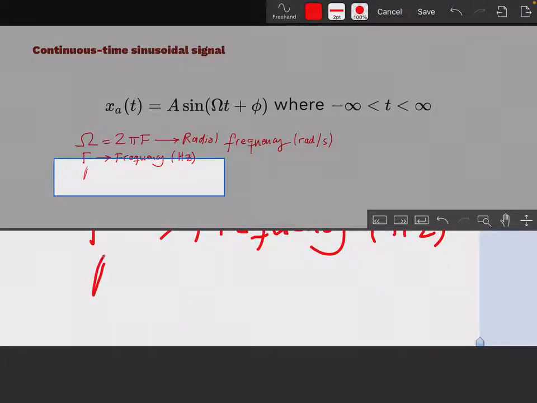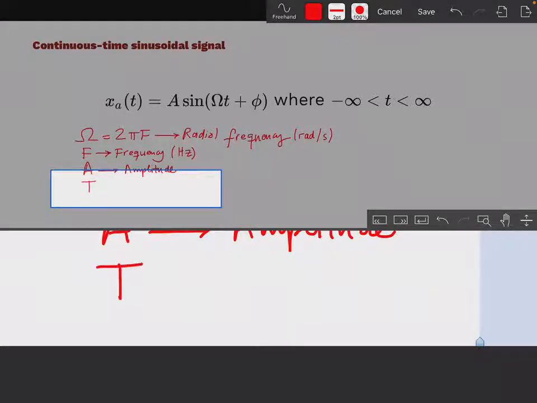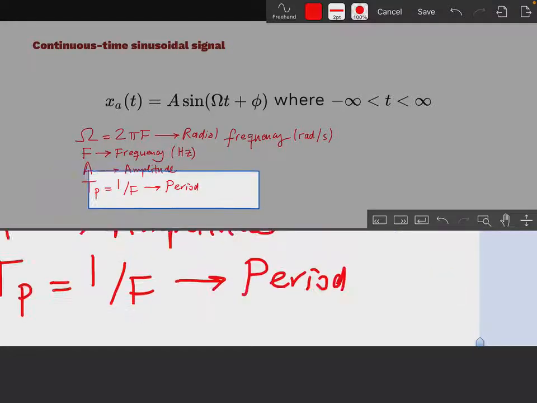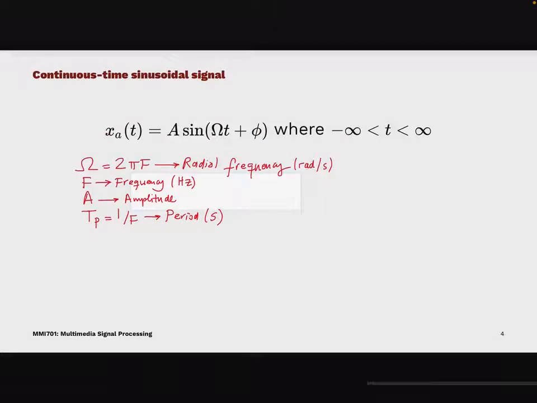A is the amplitude. It is unitless. And let's also define the period, Tp, which is 1 over F. This is the period of our signal, and the unit is seconds again. Now these are all different parameters which define our continuous time sinusoidal signal.